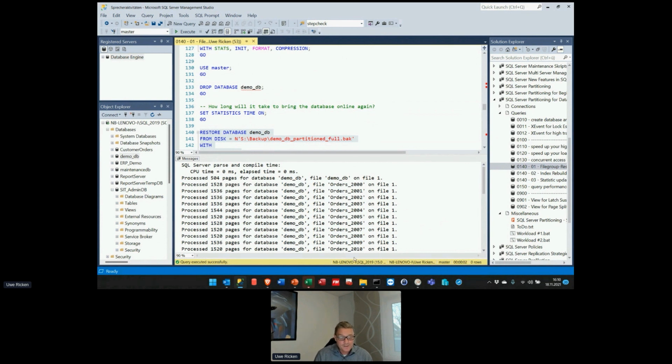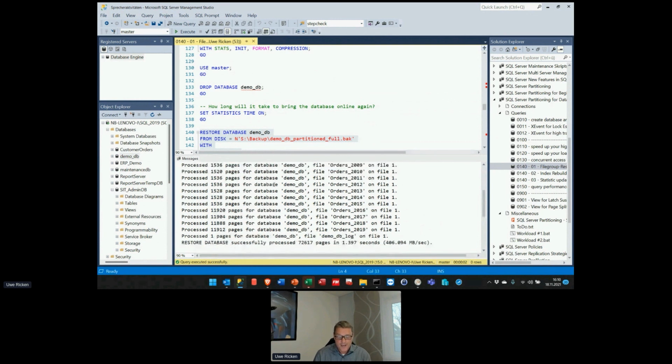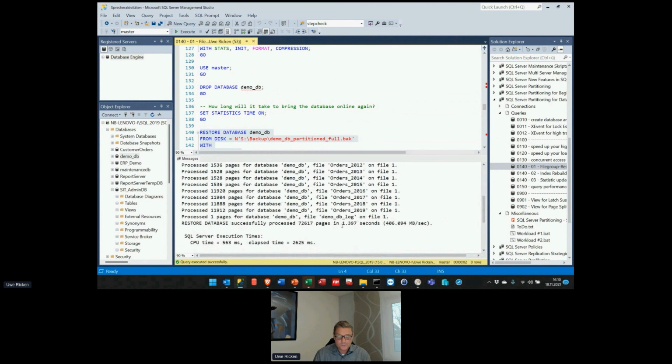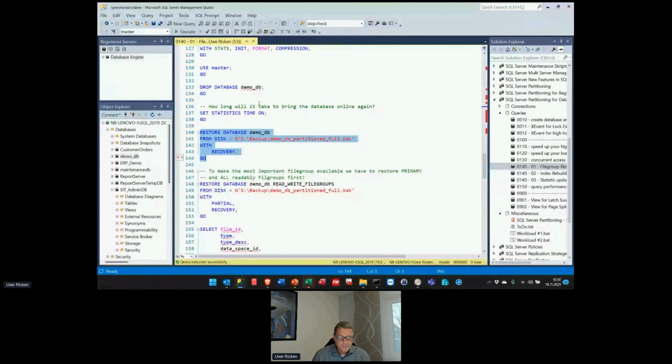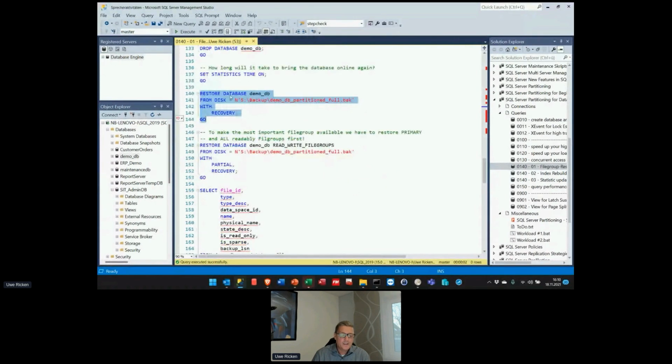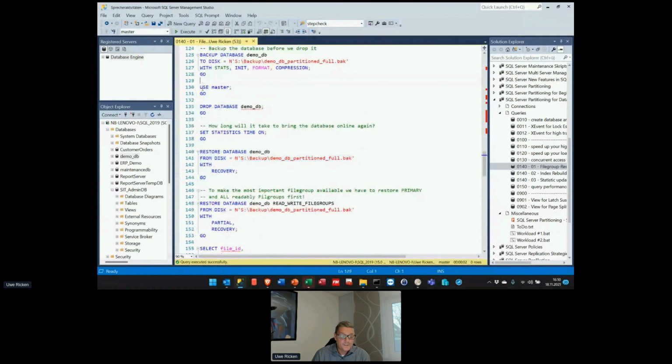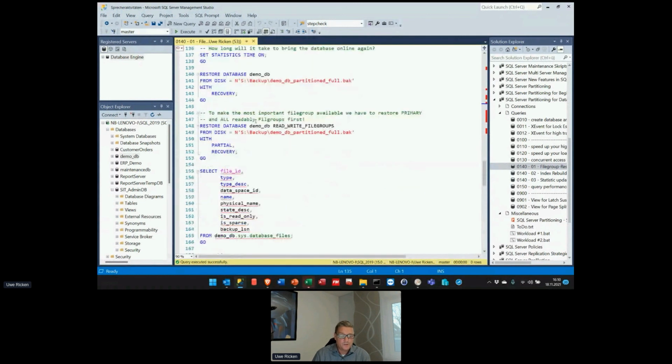And you can see what SQL Server is doing. SQL Server is restoring every single file group down, and you can see that it was taking 1.3 seconds. We had a throughput of 400 megabytes. So this is something where the business says, sorry guys, this is not acceptable. We want to have it faster.